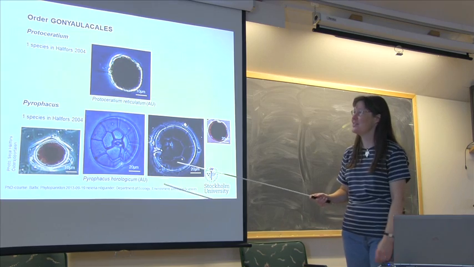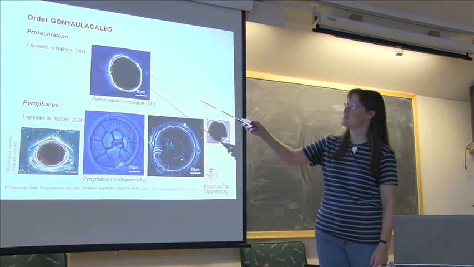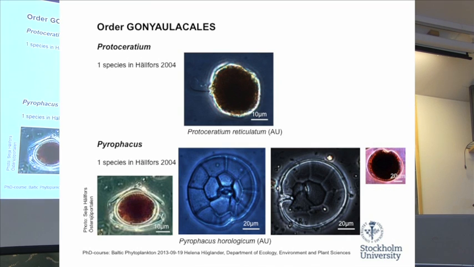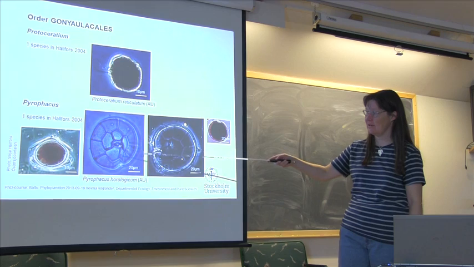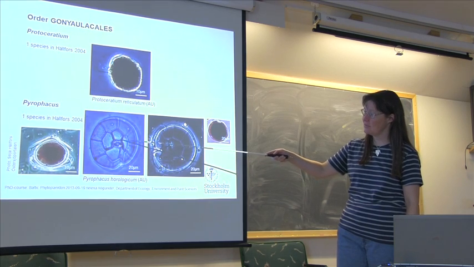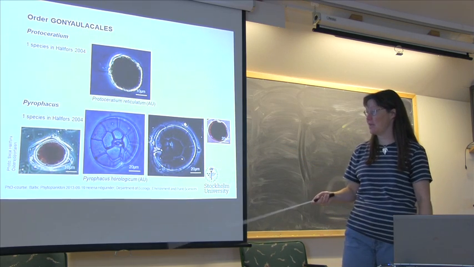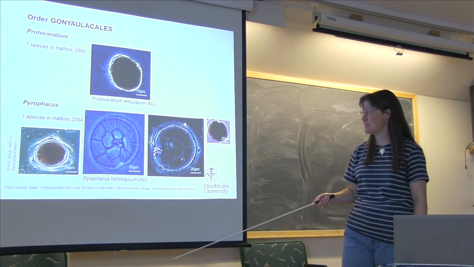Some more dinos. We have this Protoceratium. This is just one species. And we have one called Pyrophacus horologicum. I took this because there are some of them occurring now in the samples. You might see them, and it has special arrangement of the plates here. So this is what's used for identification of the species.